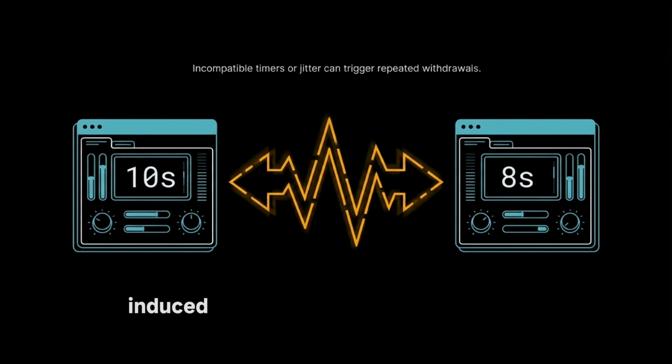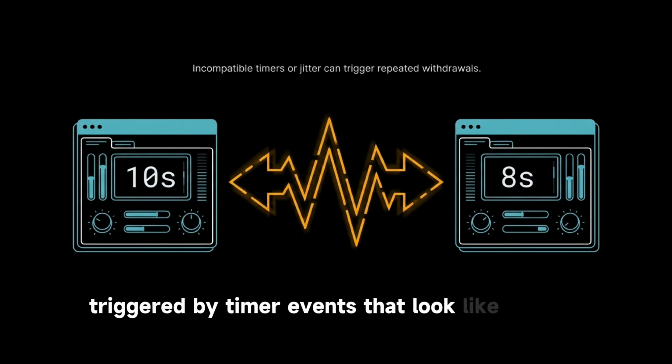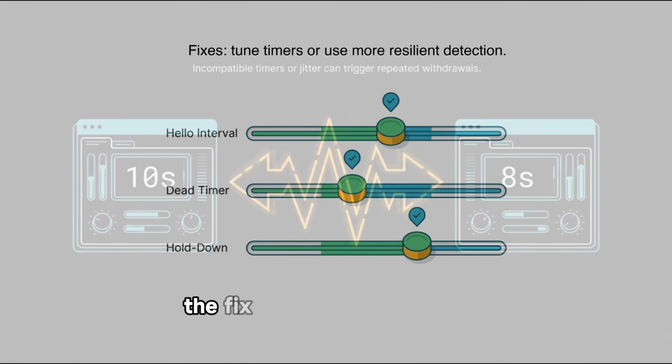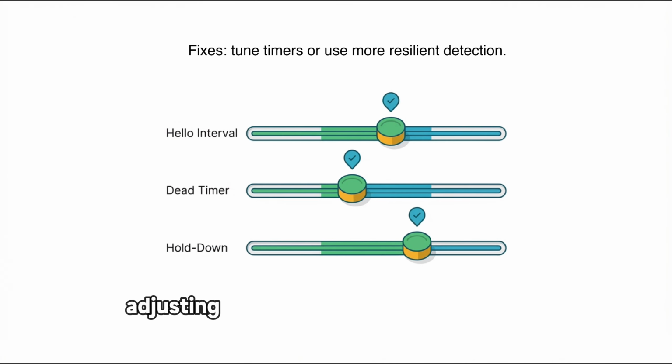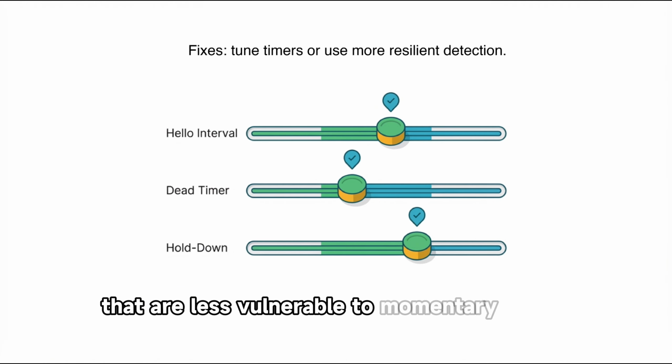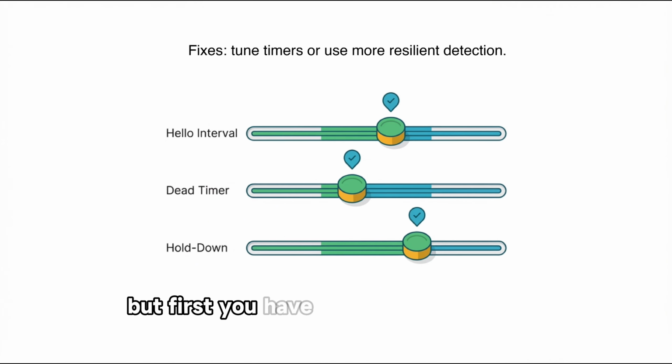This kind of timer-induced flapping is particularly insidious because it leaves no physical evidence. Diagnostic tools show the link as healthy. Packet loss measurements look fine. The only trace is in routing protocol logs, showing routes being withdrawn and reinstated over and over, triggered by timer events that look like failures, even when they aren't. The fix is usually timer tuning, adjusting hello intervals and dead timers to give more tolerance for normal network jitter, or upgrading to faster, more resilient failure detection mechanisms that are less vulnerable to momentary delays. But first, you have to know to look there.